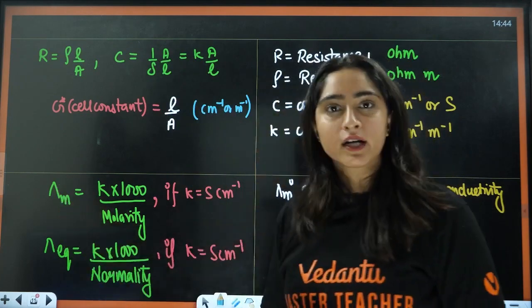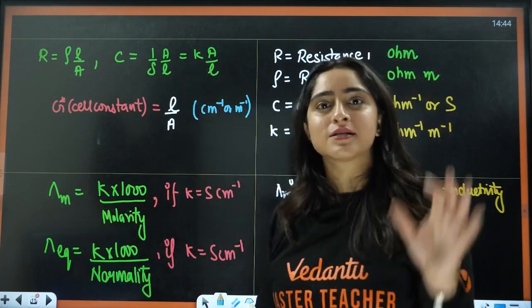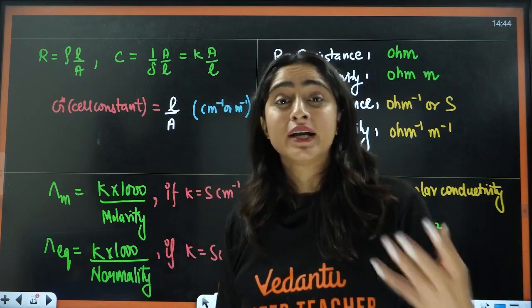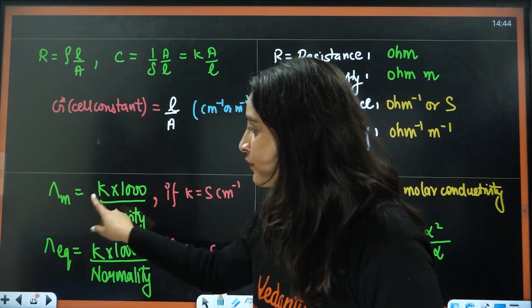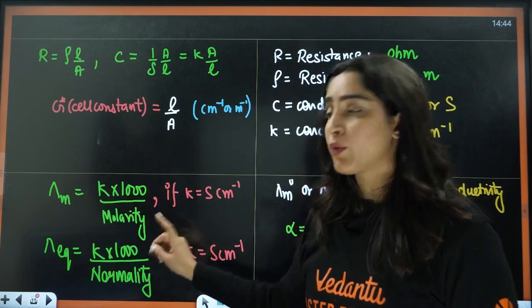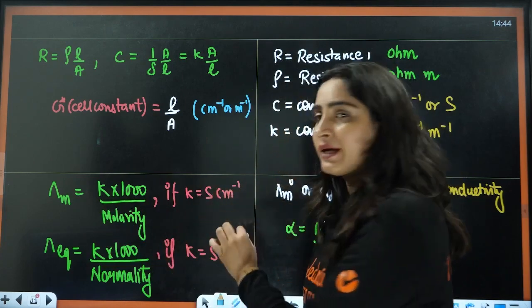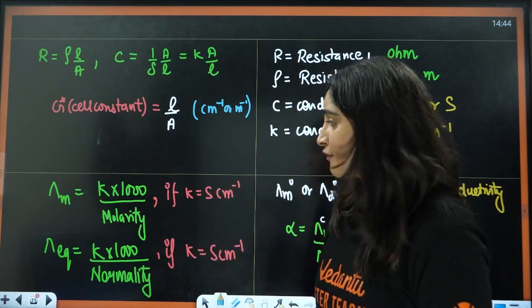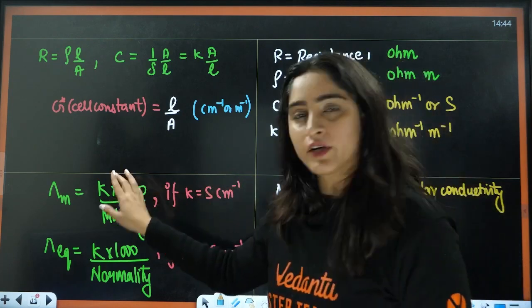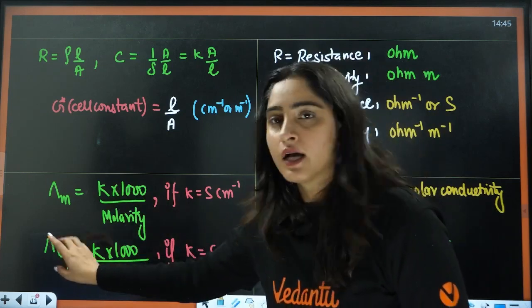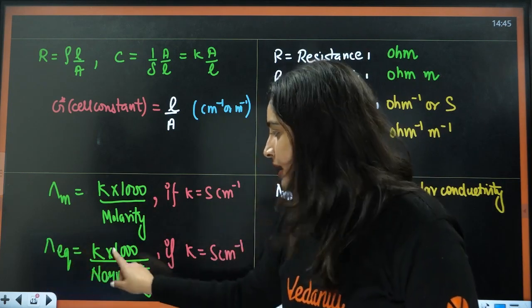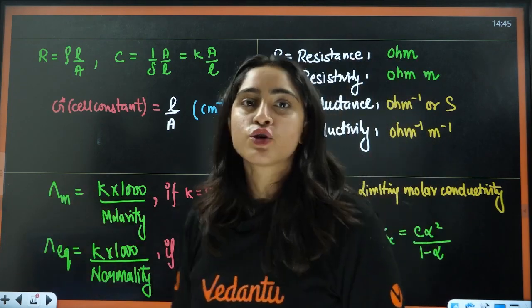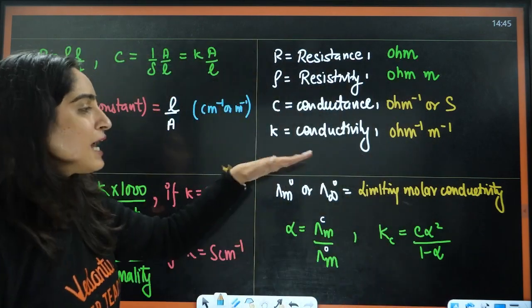Next we have molar conductivity. Now kappa represents the simple conductivity, but if we want to calculate the molar conductivity or equivalent conductivity, the formula is molar conductivity is equal to kappa into 1000 divided by molarity, if kappa is in Siemens per centimeter. If it is in Siemens per meter, the 1000 will not be here. Similarly, equivalent conductivity is kappa into 1000 divided by normality. Usually molar conductivity is asked. Now next we have infinite dilution.